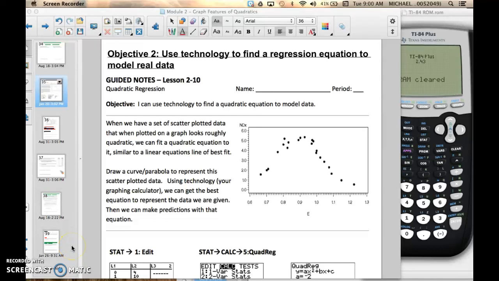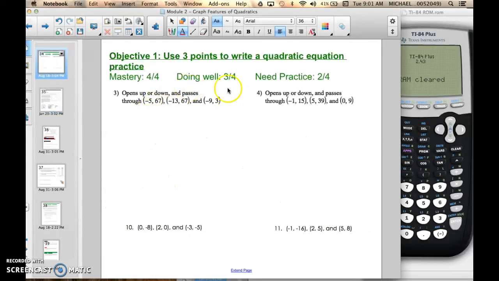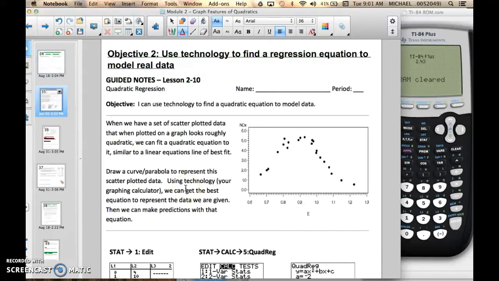Good morning. In this video, we're going to be talking about Objective 2, using technology to find a regression equation to model real data. So before, we found a regression equation in Objective 1 if given 3 points or 3 pieces of information, and now we're going to be given real data or real world information, and we're going to do the same process, finding a regression equation, which can also be called a line of best fit.